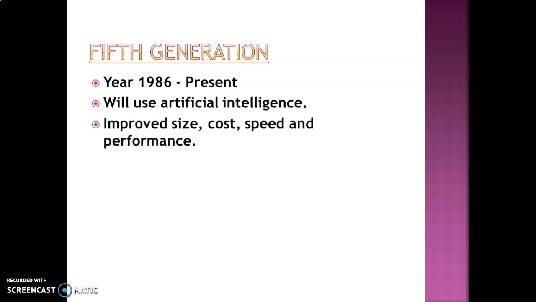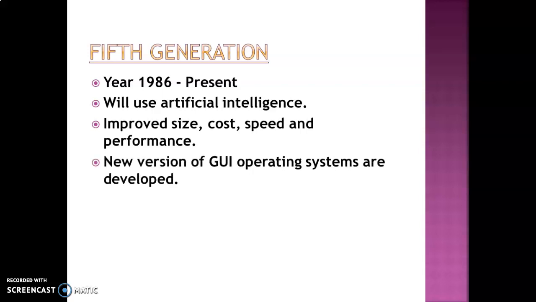The size of the computers has improved. That means we are using smaller sizes right now, as you can see the smartphone. The cost is less, speed and performance is high. We are using a new version of GUI operating system like Android. In the smartphone, we are using the Android phone. Windows also we are using. So these are the different generations of the computers.